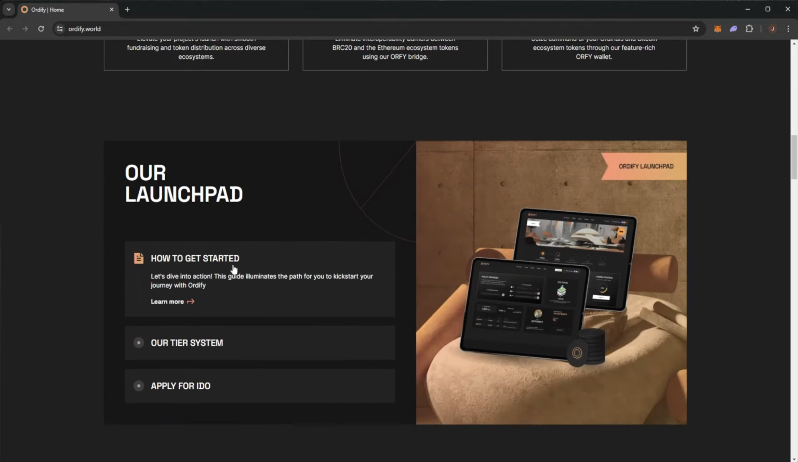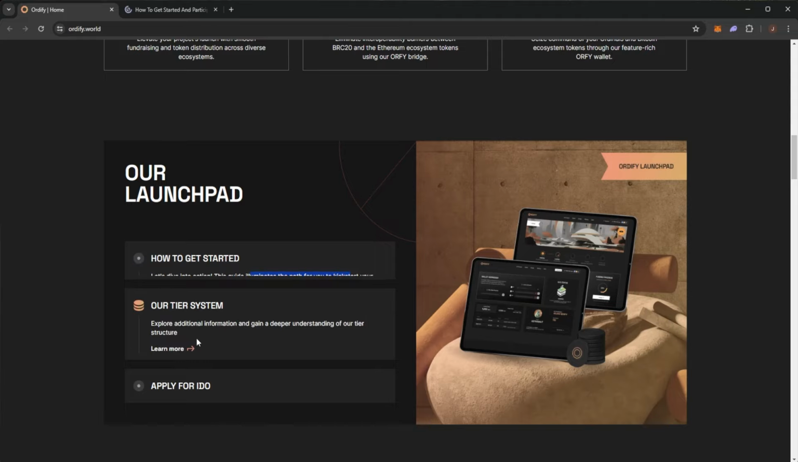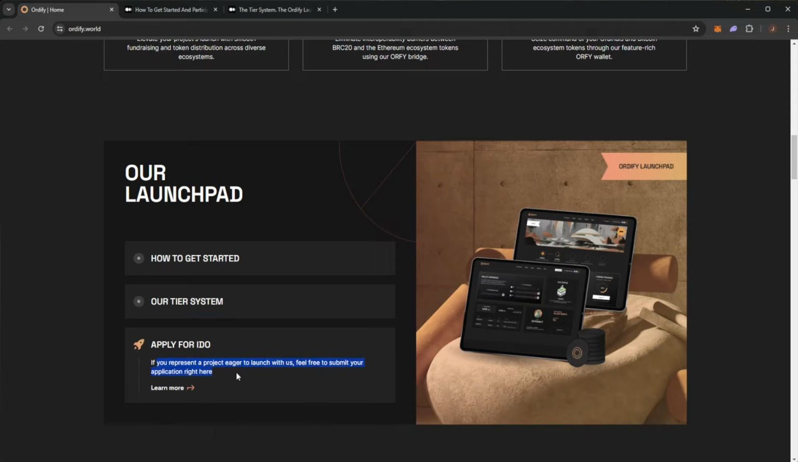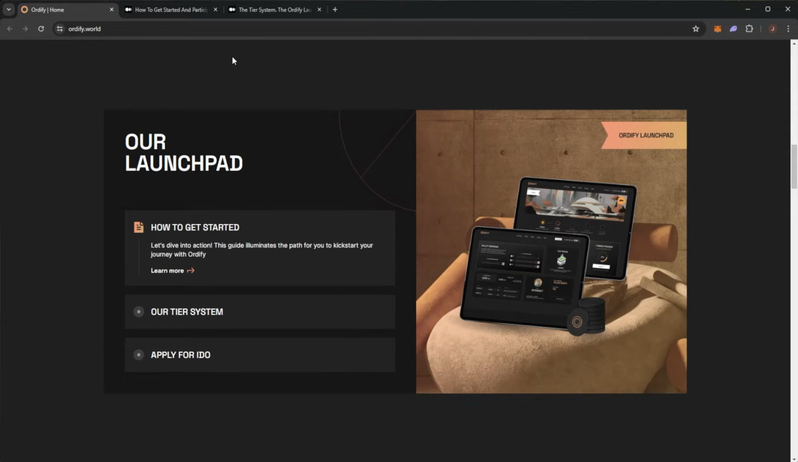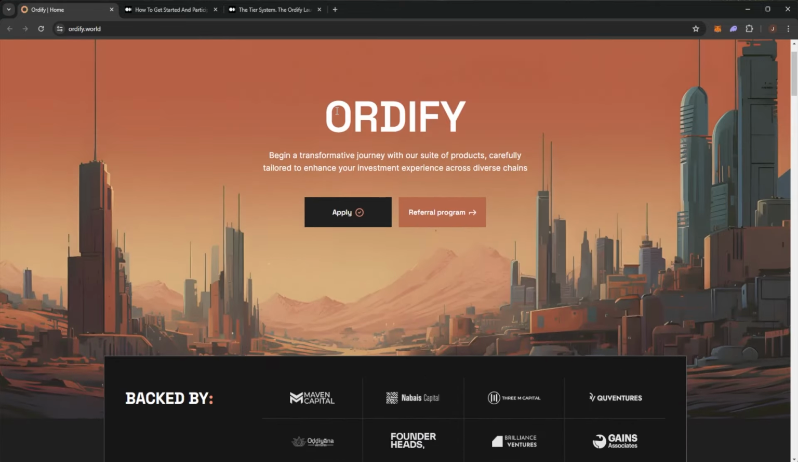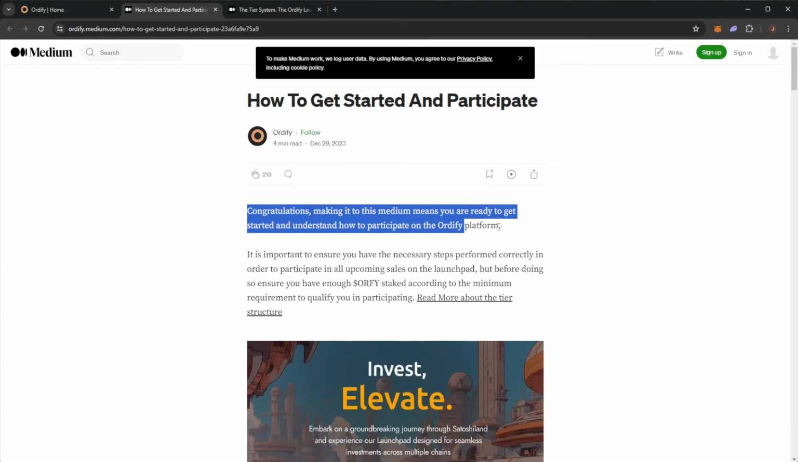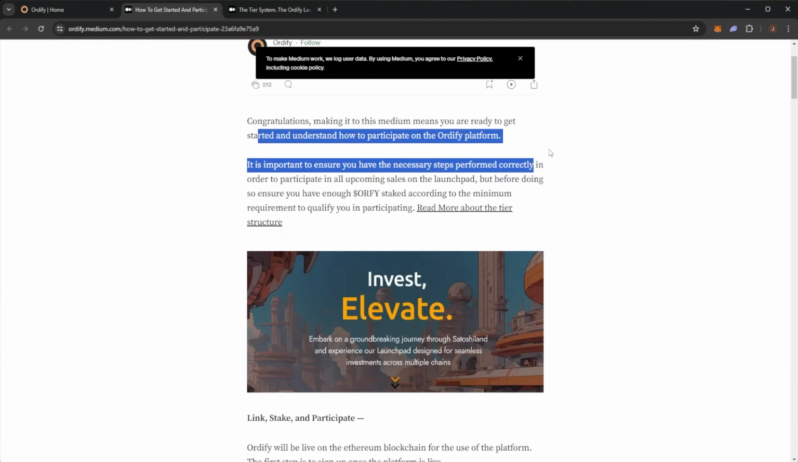So the Launchpad here, again, how do you get started? Let's dive into the action. This will illuminate you and kickstart your journey with Ordify. They also have a tier system we can look at, and of course, if you have your own project, you can submit for an IDO on their Launchpad. So here we can see how to get started and participate with Ordify. Congrats on making it, which means you're ready to start with the platform.